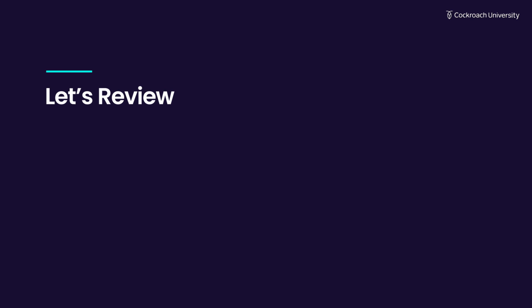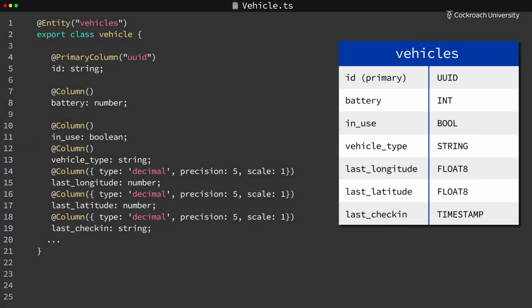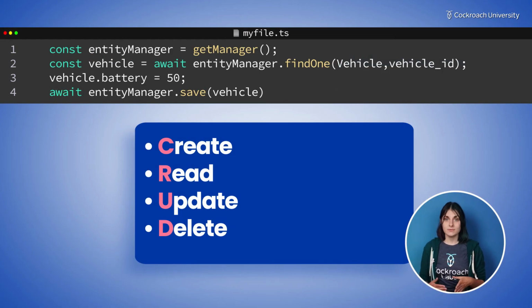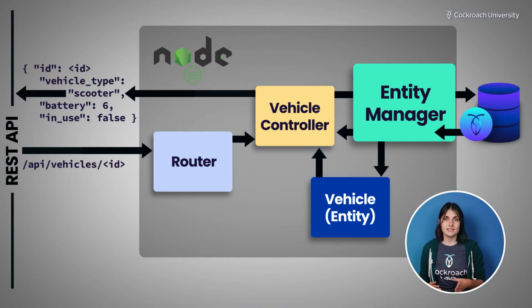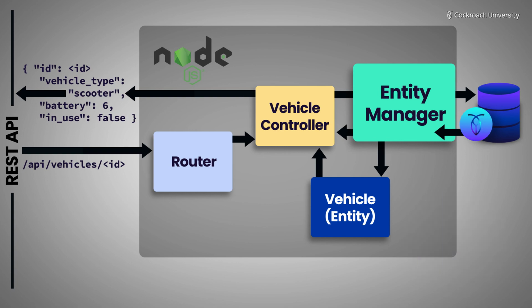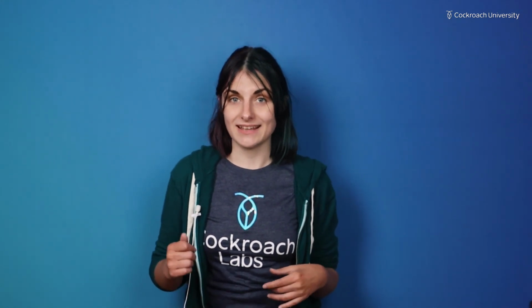Let's review. An entity is an object that corresponds to a row in a database table. The entity manager works with those entity objects to interact with the database. The manager comes with methods that perform several common CRUD operations. So this should give you a pretty good idea of how Mover reads and writes data to your CockroachDB cluster. And now it's your time to practice what you've learned in the labs.